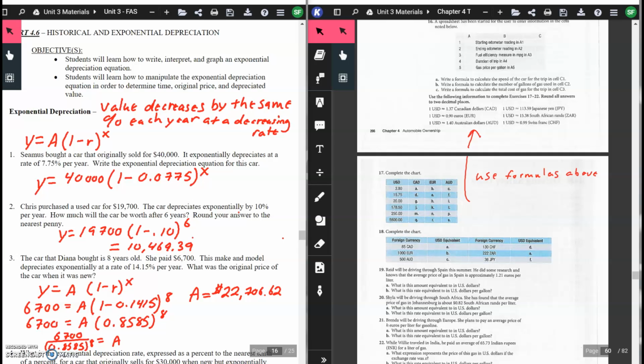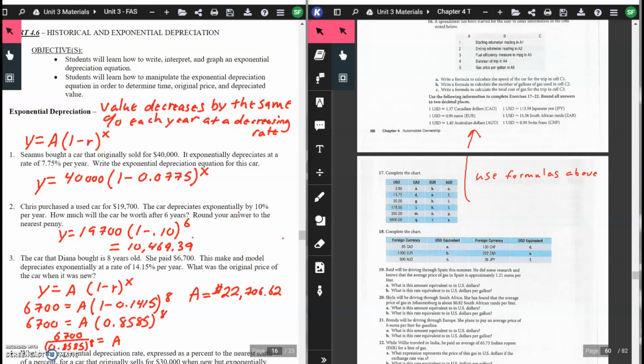All right, section 4.6 is on historical and exponential depreciation. Exponential depreciation is when the value decreases by the same percentage each year at a decreasing rate. Here's the formula that we're going to be using for this section. Y equals A times 1 minus r to the x, where x is the time, r is the rate as a decimal, and A is the value or the monetary cost.